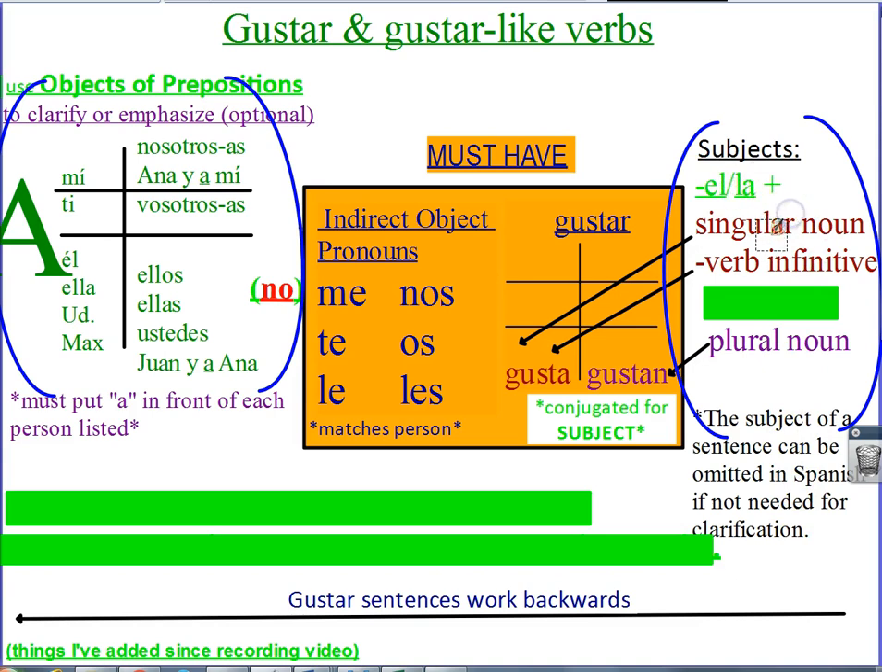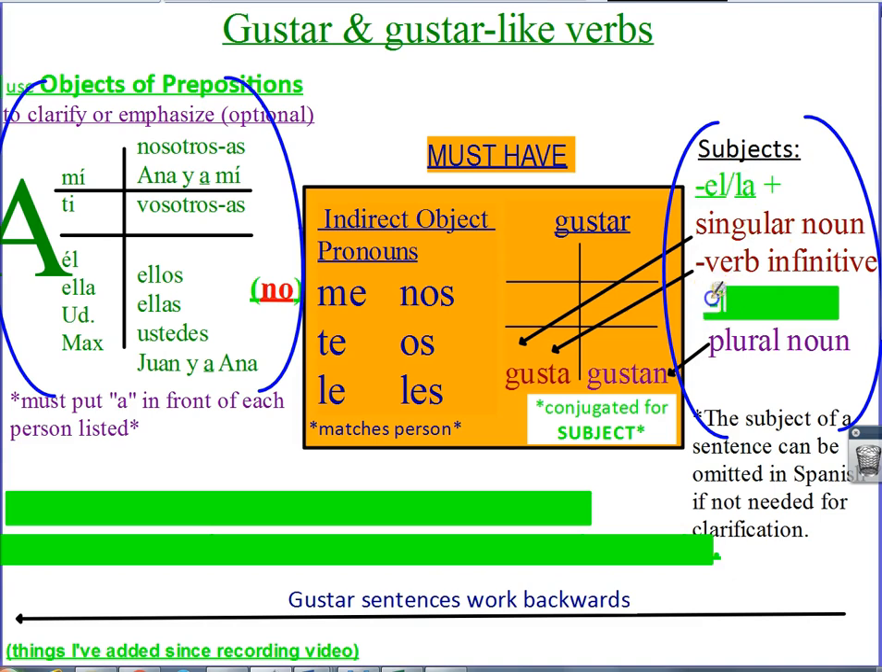El or la plus the singular noun. If you're going to say that coffee is pleasing to Max, you have to say el café. Even though I might just say "Max likes coffee," in Spanish you have to have the el or la in front of your singular noun.